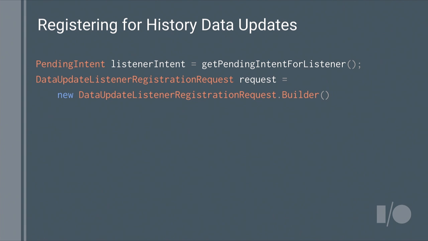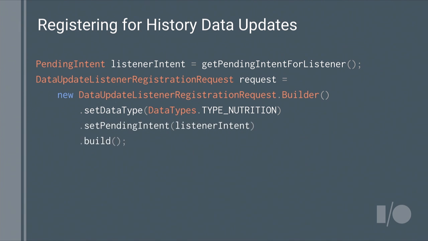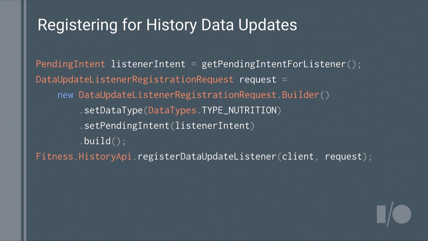And we're going to pass in the type of data that we'd like to subscribe to updates for. So in this case, nutrition, we're interested in meals that are being logged. And then we pass in that pending intent we created. And then finally, we just call this register data update listener method, and we pass in our client and our request. And then voila, we'll get an update with the next logged meal.